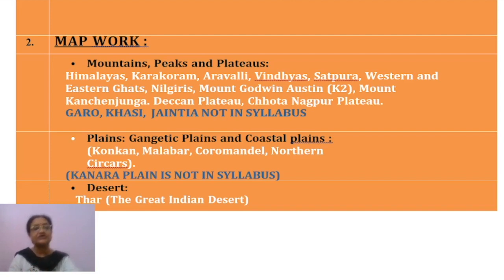And the eastern coastal plain you had to do earlier, the Northern Sarkars and Coromandel, both of these are there. So out of all the plains, coastal plains and the Gangetic plains, the only thing which has been reduced now is Kanara plain. Rest all are there in the syllabus. Then comes the Indian desert, the Great Indian Desert or the Thar Desert. It is there in the syllabus.